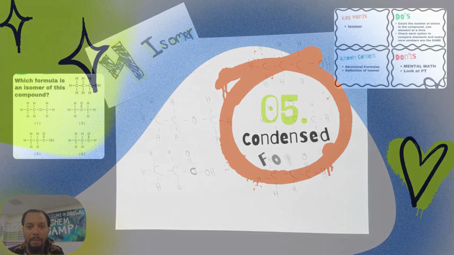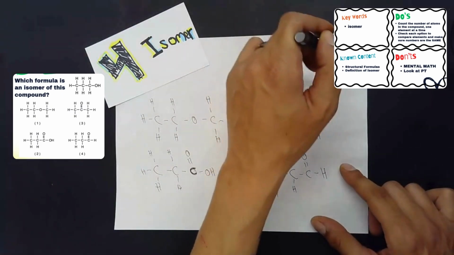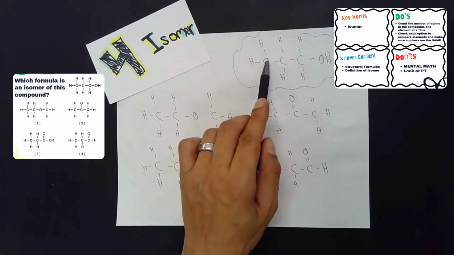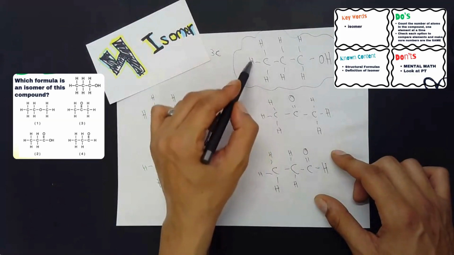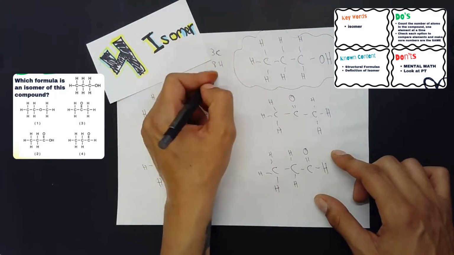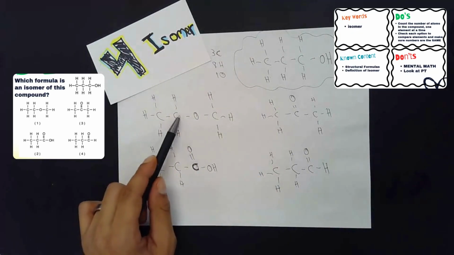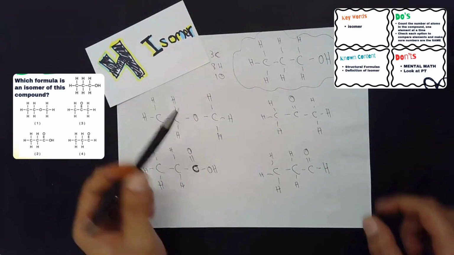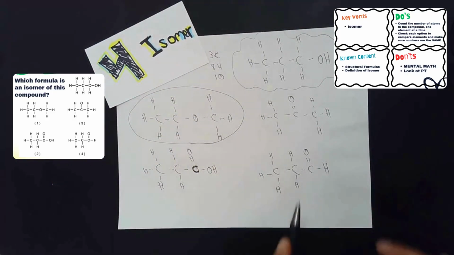Let's work it out. In this example, I need to find the isomer of this molecule right there. We have 3 carbons, 8 hydrogens, and 1 oxygen. So let's find the molecule that matches that. 3 carbons, 8 hydrogens, and 1 oxygen. The answer is going to be our first.